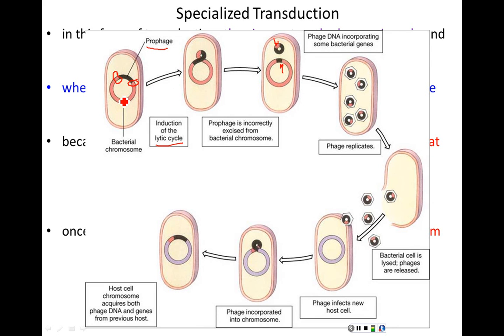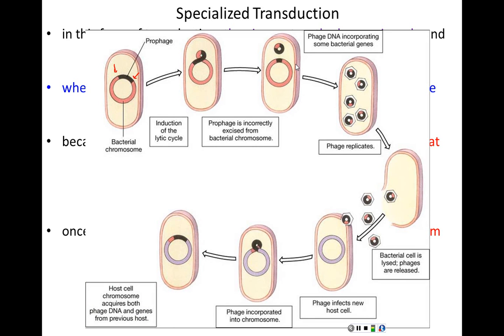In other words, it's specialized transduction because you can never, ever hope to get any of this bacterial DNA loaded into a viral particle because this bacterial DNA is so far from the viral insertion site. Only border sequences on either side of the viral insertion site have any hope of being transduced in this way.